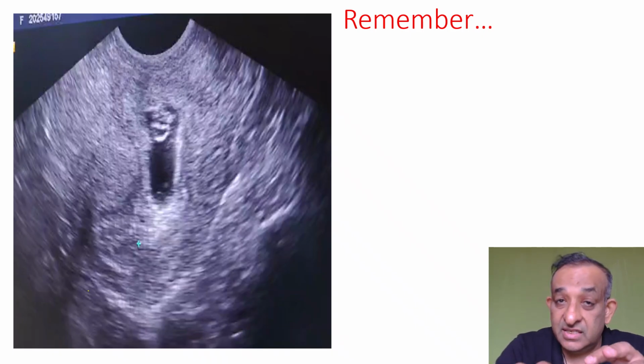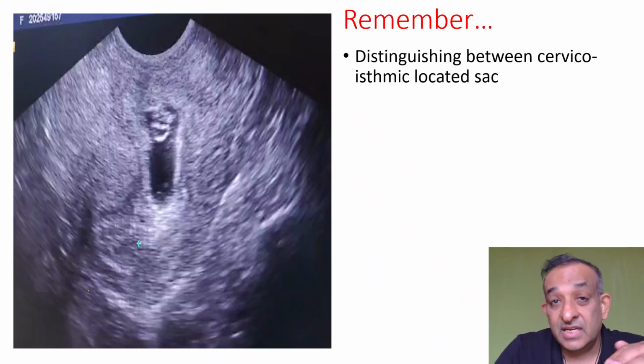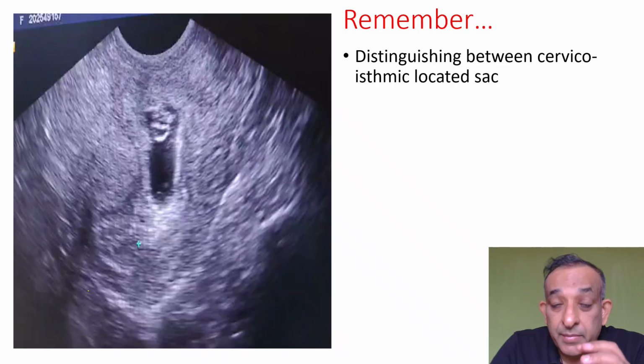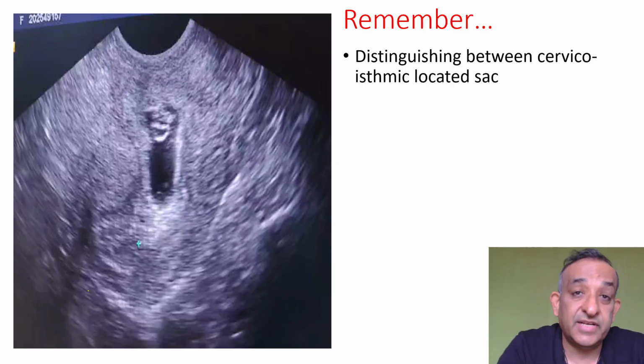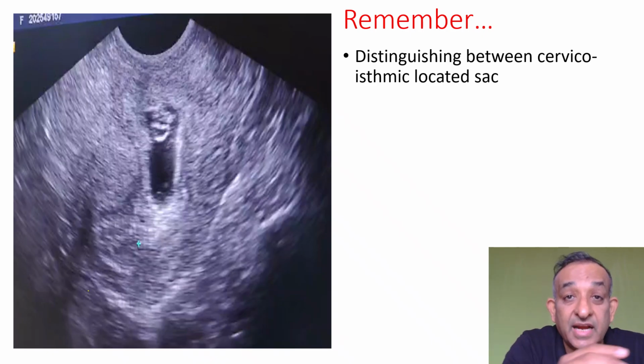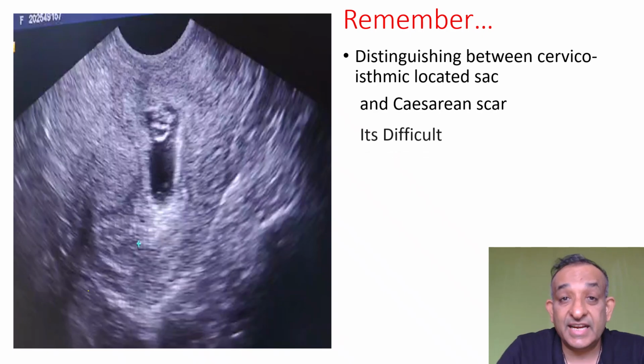you'll see a sac which may look as if it's in the cervicoisthmic area, or it may be in the Caesarean scar also. So if it is a sac which is coming out of the cervicoisthmic area and you push with the transvaginal probe, you'll see the sac will slide up and down. But if it is in the Caesarean scar area, it will not move with the probing of the transvaginal ultrasound. So that's what is known as a negative sliding sign.